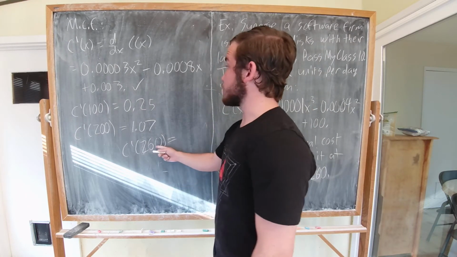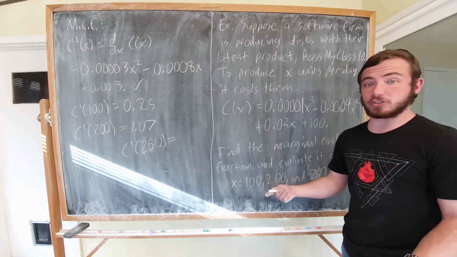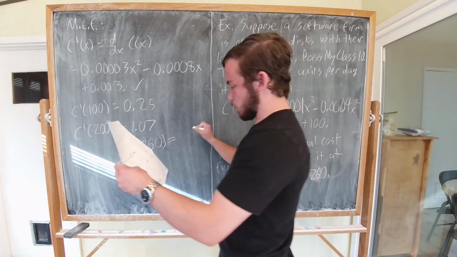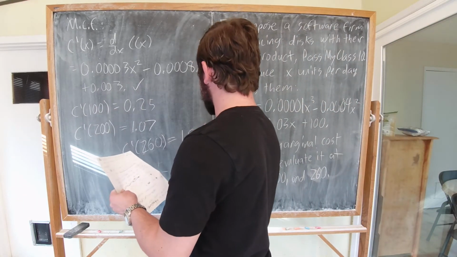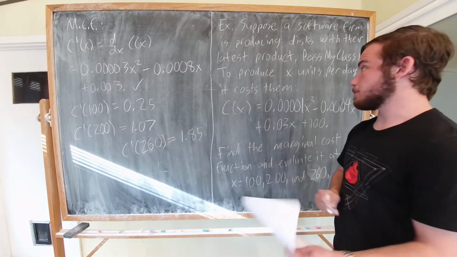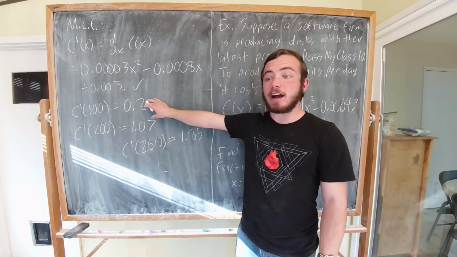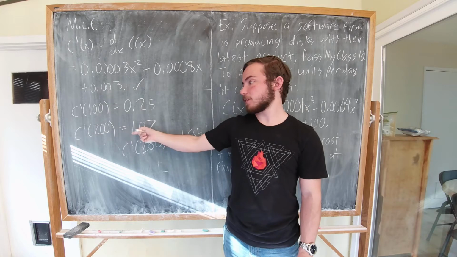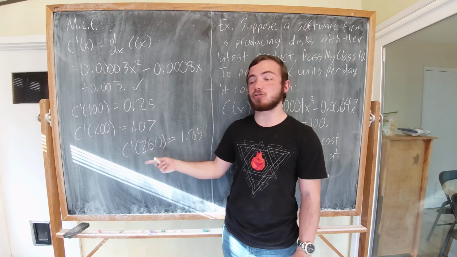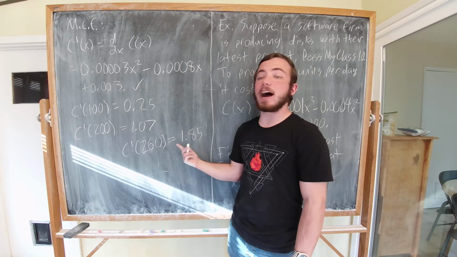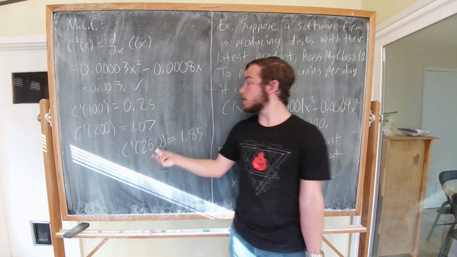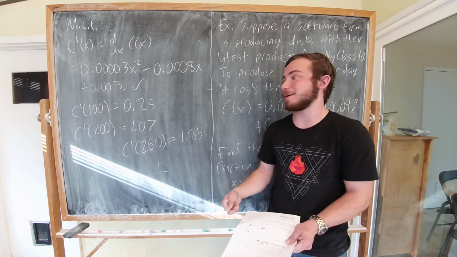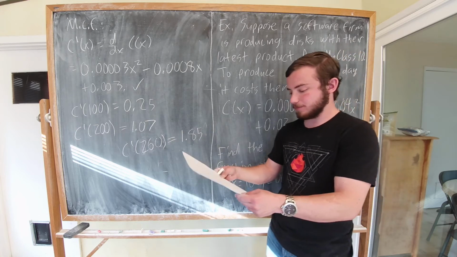Okay, C prime of 260 in this case. So this would be the marginal cost of producing the 261st unit. And that would give us 1.85. All of this is in dollars, of course. So that kind of makes sense. It would cost me 25 more cents to produce the 101st unit from the 100th unit, $1.07 to produce the 201st unit, and $1.85 to produce the 261st unit. So you can measure that against your unit price and ask, is it really worth it for me to keep producing anymore? Am I going to be making a profit if I make more? All right.